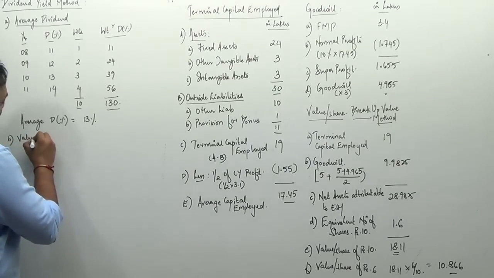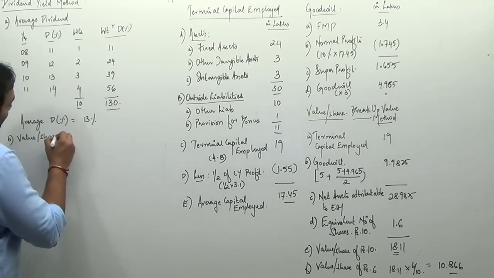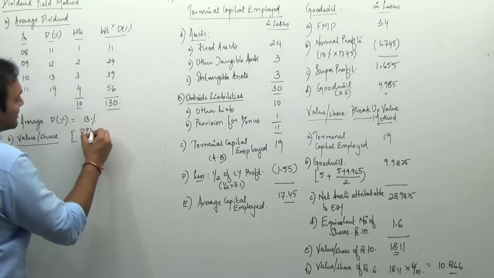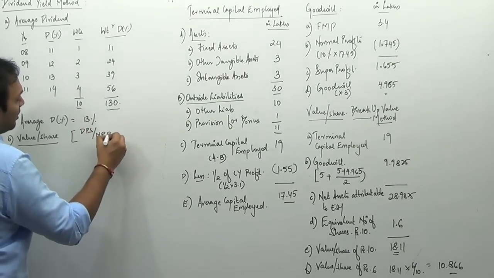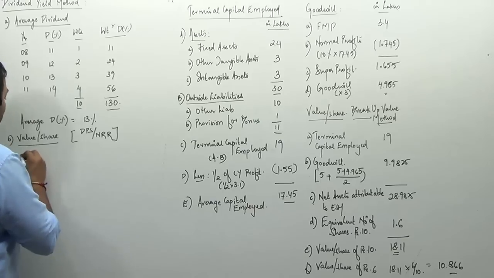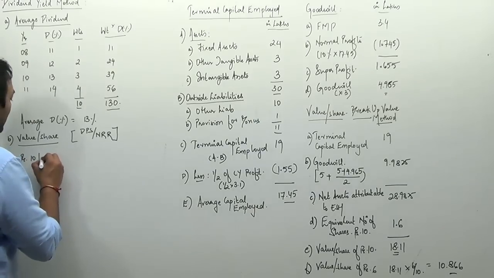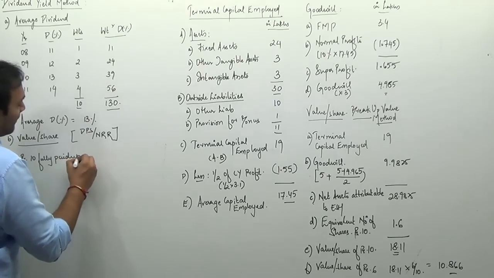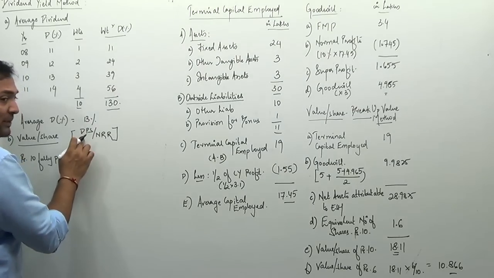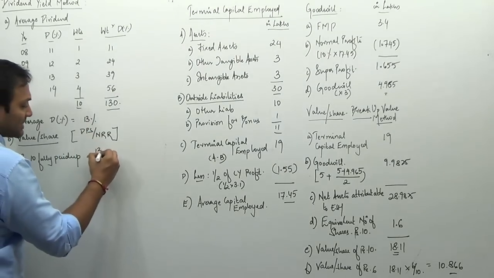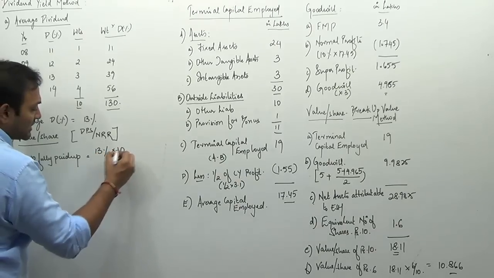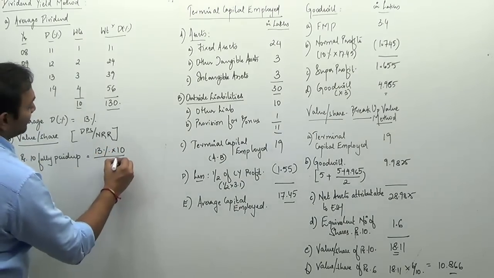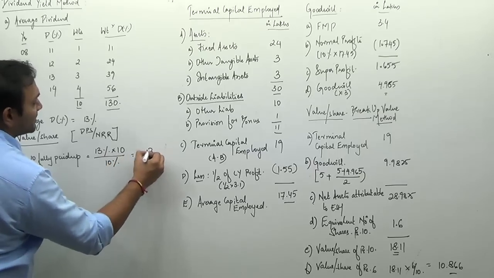So calculate value per share. Use the formula DPS by NRR. So value per share of rupees 10 fully paid up. If it is a rupee 10 share, how do you get DPS? 13% into 10 rupees divided by NRR, which is 10%. That is 13 rupees.